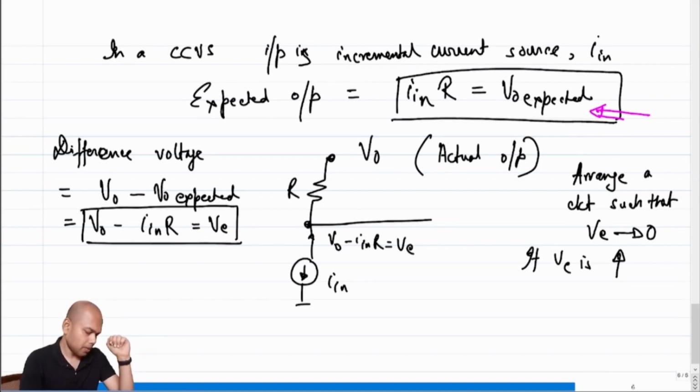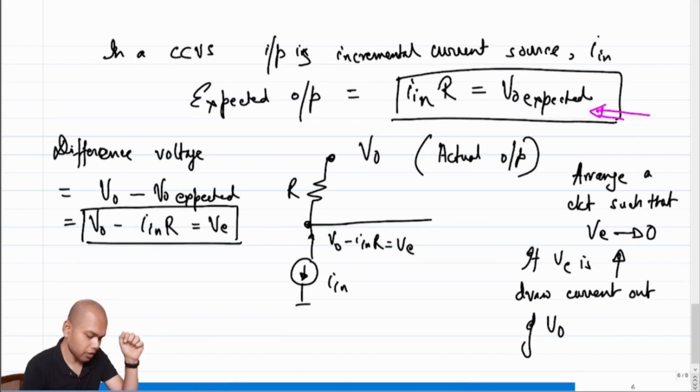Okay, so now one might say that I already have a current source I in, so should I increase I in? I cannot do that because I in is not in our control, right? I in is a source that has been given to you, it's an independent source. You cannot go and control it. So what we need here is a dependent source, because we should be taking a corrective action based on the information of VE. Note, if VE is increasing, then draw current out of V0, right?